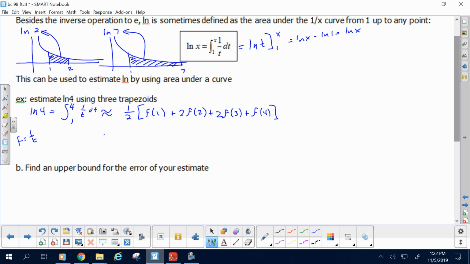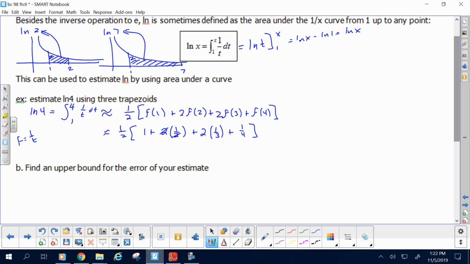All right, so 1/2. F is 1 over whatever you put in. So f at 1 is 1. 2 times f at 2 is 2 times 1/2, which will be 1. I see what you're saying. That's not what I asked, but okay. 2 times f at 3 is 2 times 1/3, and f at 4 is just 1 over 4.